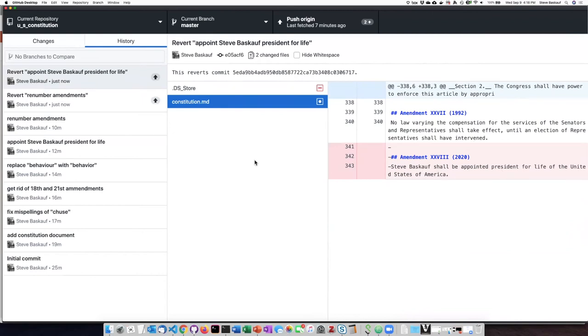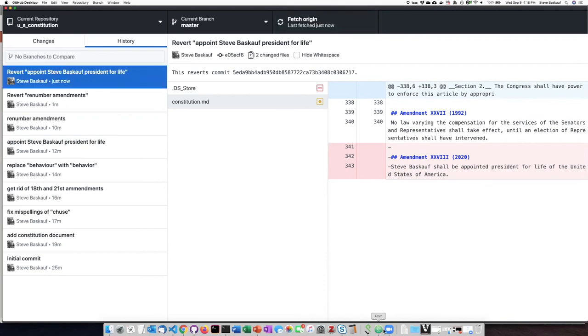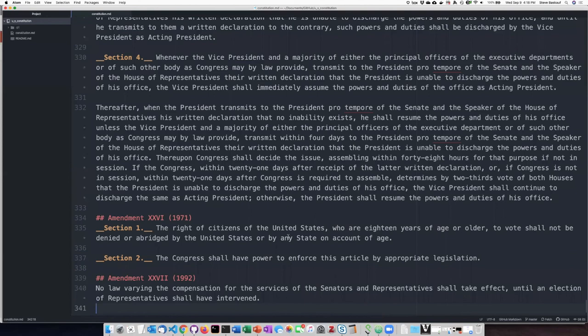So if you're going to revert commits, you basically need to start with the most recent one and revert them backwards one at a time until you get to the one you want. Once I have finished rolling things back, then I can go ahead and push to the origin. And so now the document as it currently stands has removed this amendment.